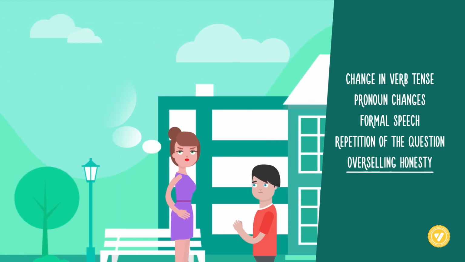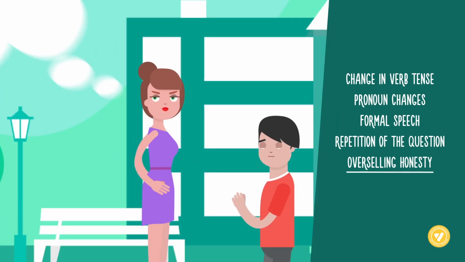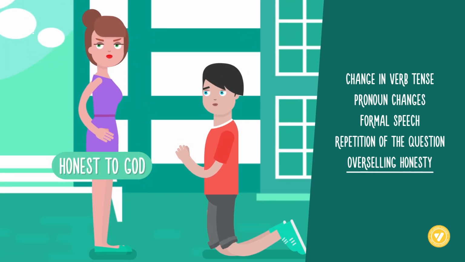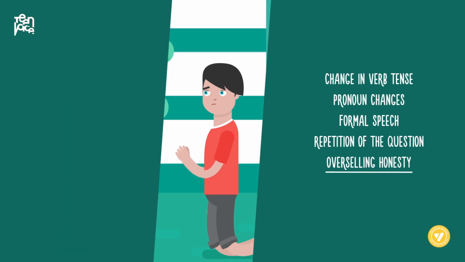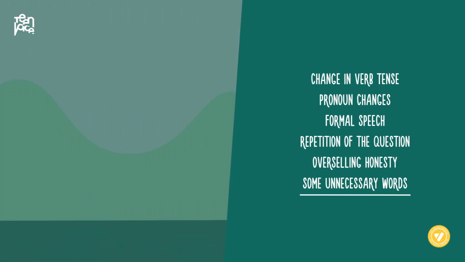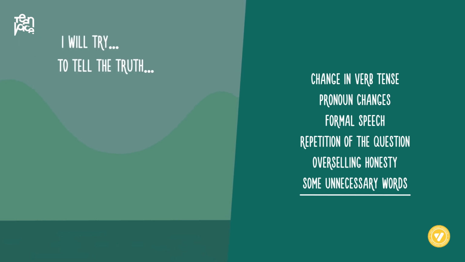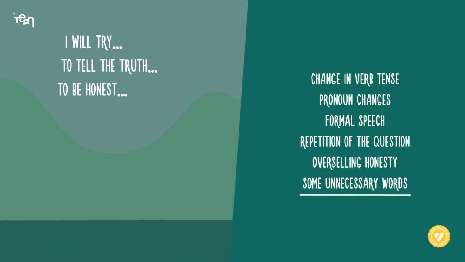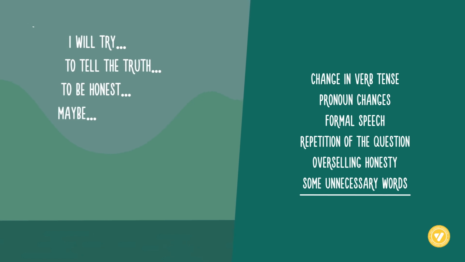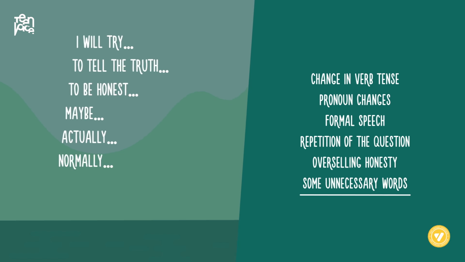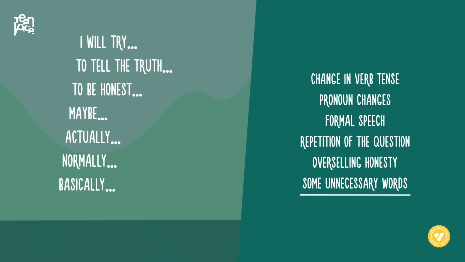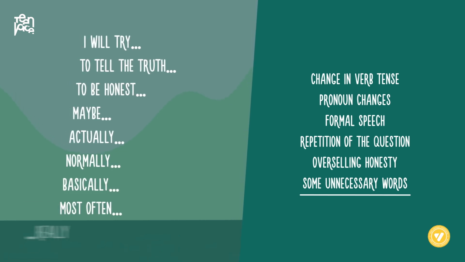Overselling honesty. This is done by saying, for example, "honest to God," or "I really mean it," or "you must believe me." Some unnecessary words, for example, "I will try," "to tell the truth," "to be honest," "maybe," "actually," "normally," "basically," "most often," "really."